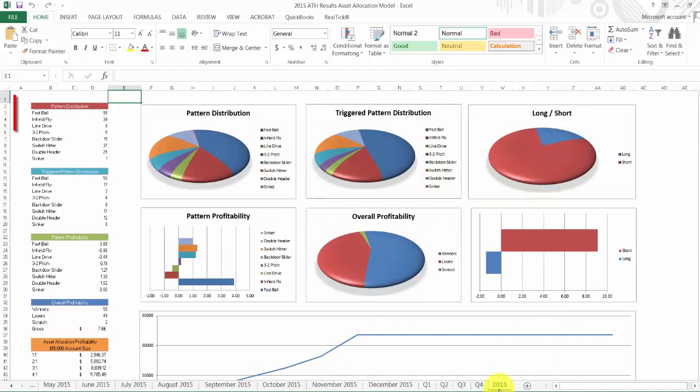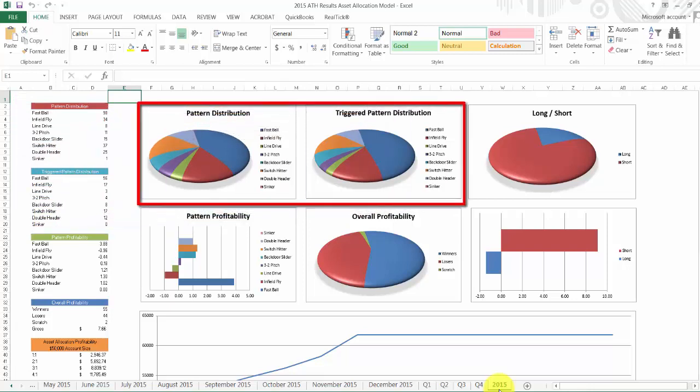So for the year so far, we see we had 98 fastball setups, 34 infield flies, 8 line drives, 3-2 pitch showed up 11 times, backdoor slider 15, switch hitter 37 times, doubleheader 25, and sinker once. Move down, we see how many times they triggered, and we see that the percentage of triggers is roughly corresponding to the percentage of times that something presented.